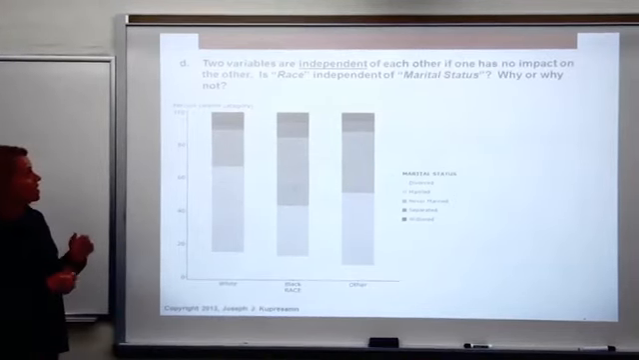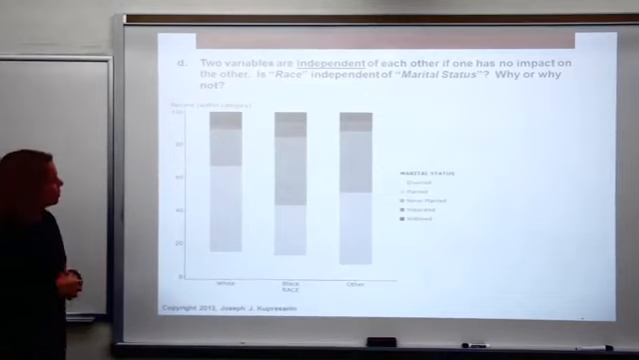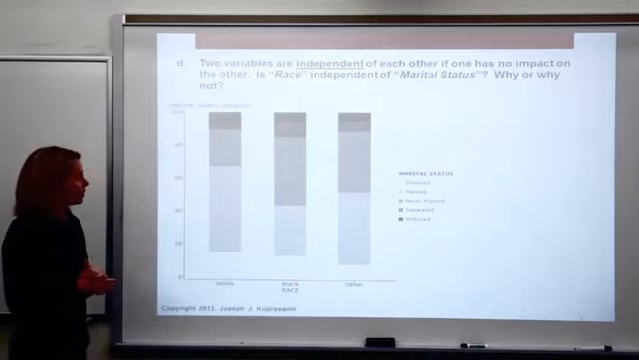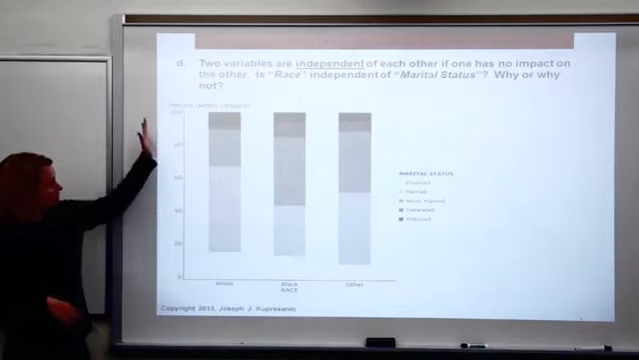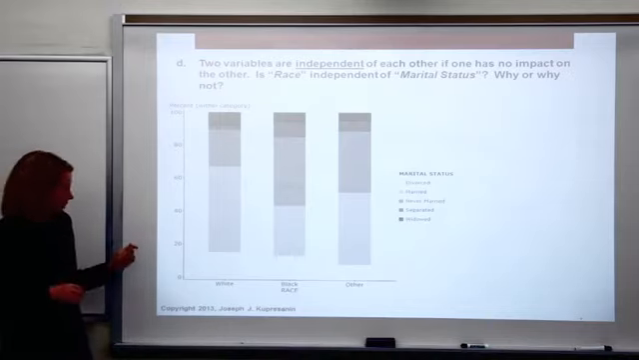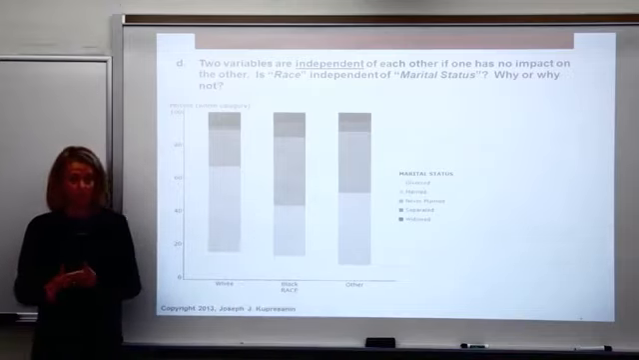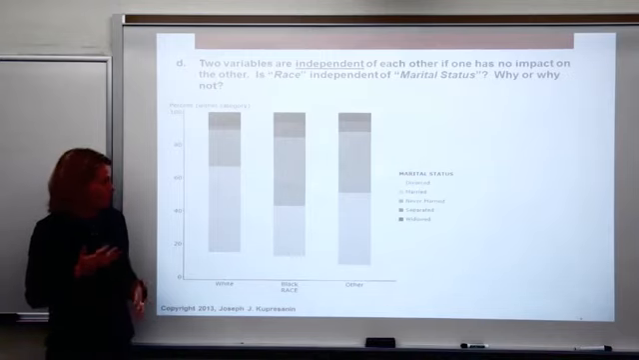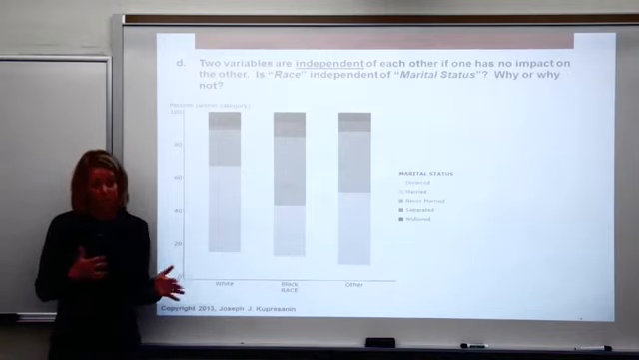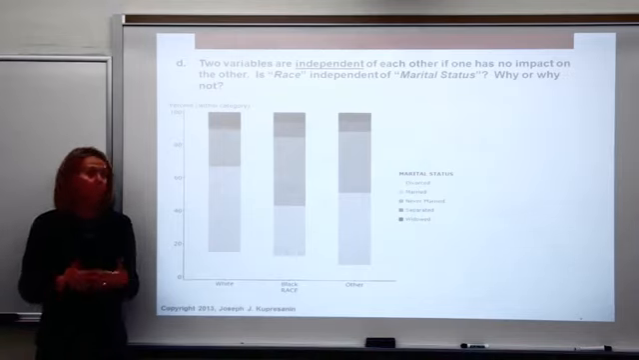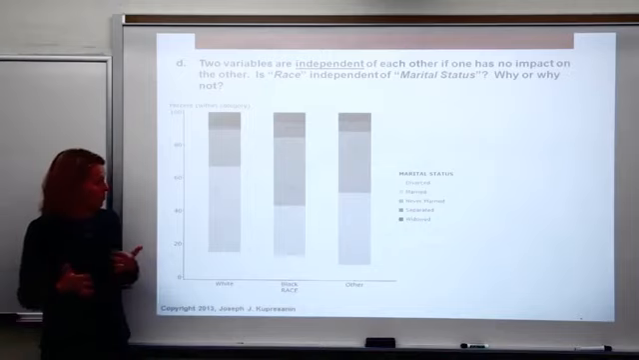Are the two variables independent of one another? So two variables are independent of one another if one has no impact on the other. So we want to know if race is independent of marital status, and why or why not. We saw on the last slide that depending on your race, there were a different percentage that were married. All the percentages weren't the same. So it does appear that race and marital status are dependent, that they are not independent. It looks like race affects the likelihood of whether or not you're married or fall into one of those categories.